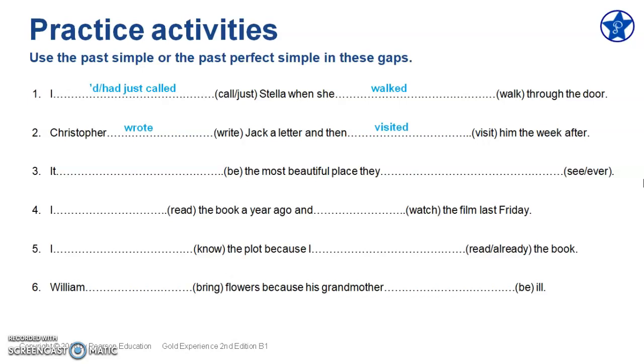And now have a look at sentences 3 to 6. Work on them on your own. Pause the video, otherwise I'll tell you the answers in 10 seconds.